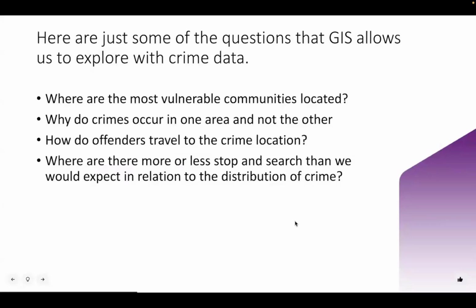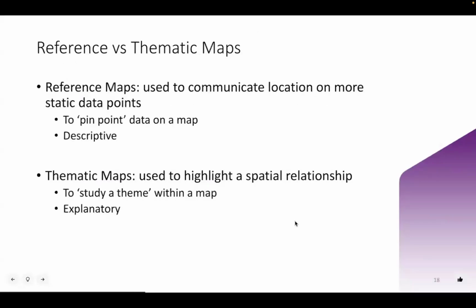So moving on from this theoretical abstract understanding of crime data, I'm going to draw on now the differences between reference and thematic maps. GIS are known to produce two very broad types of maps, and these are known as reference and thematic.